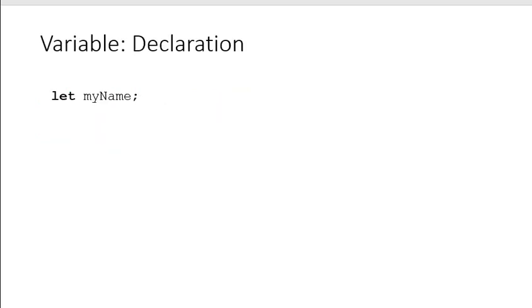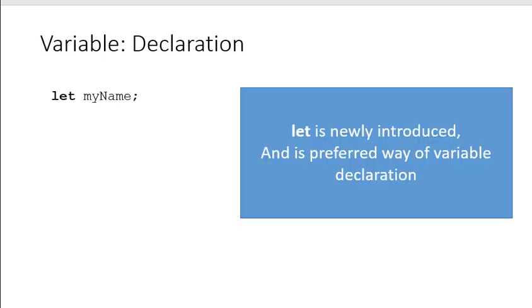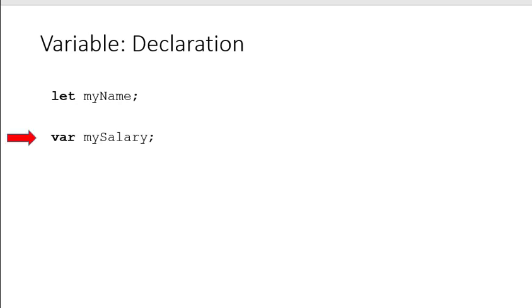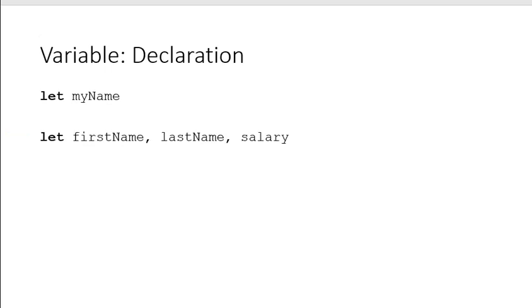Now let us learn about variables. Variables are declared using let or var keyword. After writing the let or var keyword, name of the variable is written. In this example, myName variable is declared using let keyword. The let keyword is newly introduced in the language and is preferred way of declaring variables. Here, mySalary variable is declared using var keyword. You can also declare more than one variables on the same line using a single let or var statement. In this case, names of the variables are separated by commas.